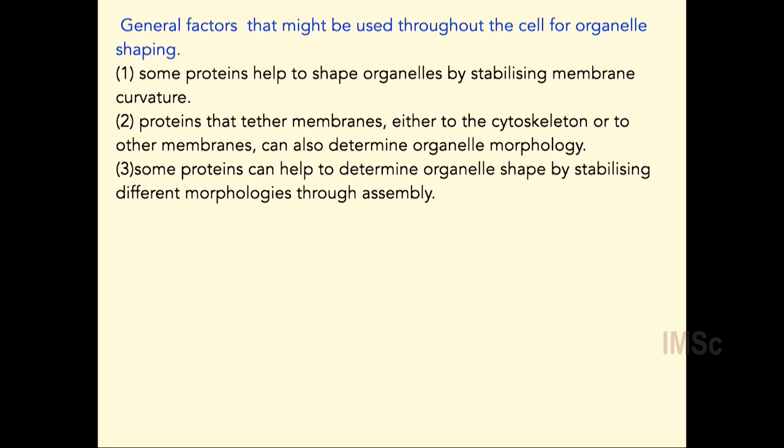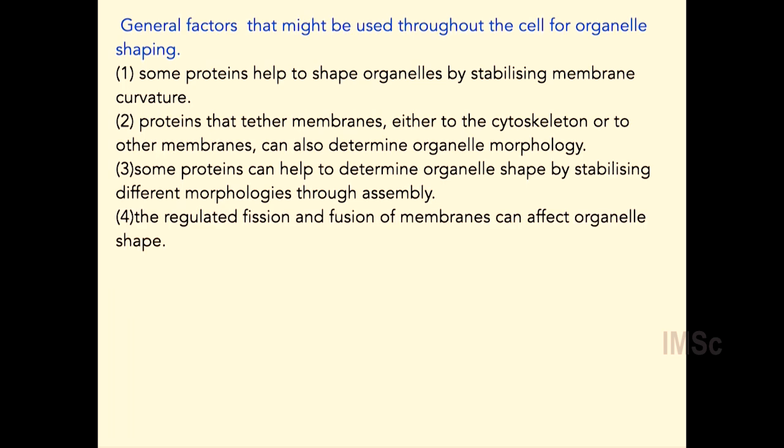Some proteins can determine organelle shape by stabilizing the morphologies through assembly. That is, not individual proteins, but proteins that assemble and then dock onto a membrane, and then you can get a shape change. Or there can also be regulated fission and fusion. That's something which I will talk about in a little detail if I have the full time for it. So regulated fission and fusion of membrane can affect the organelle shape.